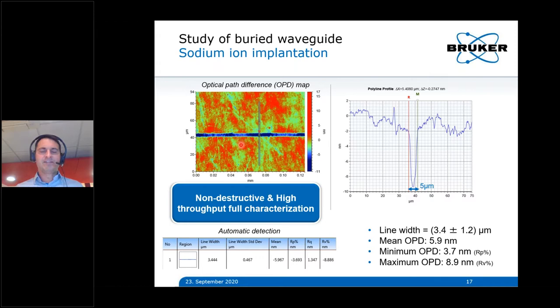The good point with such an image, again, is that it takes a tenth of a second to take this image, and then you can automatically extract all sorts of information. So you can look for the in-plane width and how the width fluctuates. Here the width is around 3.4 plus or minus 0.5 microns, which states that basically the line is continuous, otherwise the standard deviation would be higher. And then you can look at the range of change. You go from minus 8.9 nanometer optical path difference all the way to minus 3.7. So you have quite a significant change of local dopant that will help you to further refine the doping technique or annealing process in order to get a perfect waveguide.